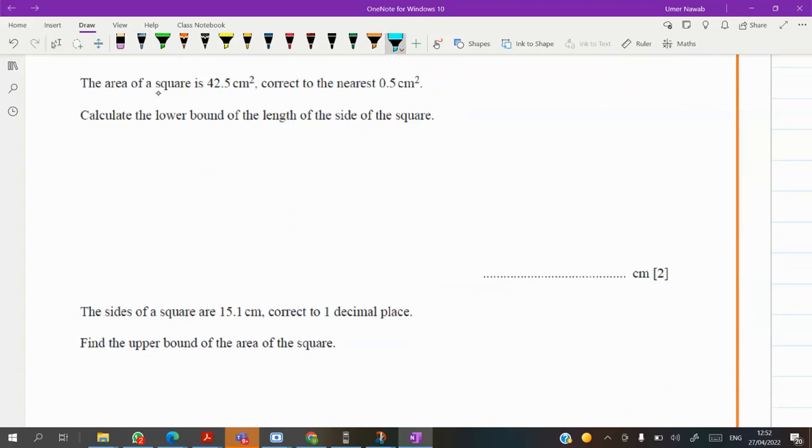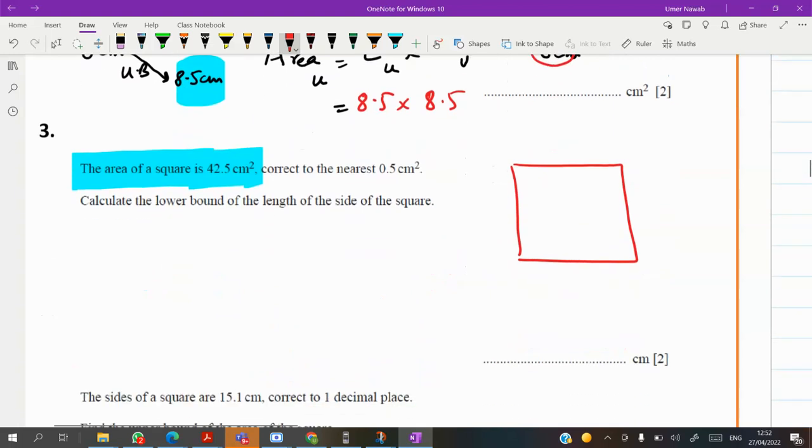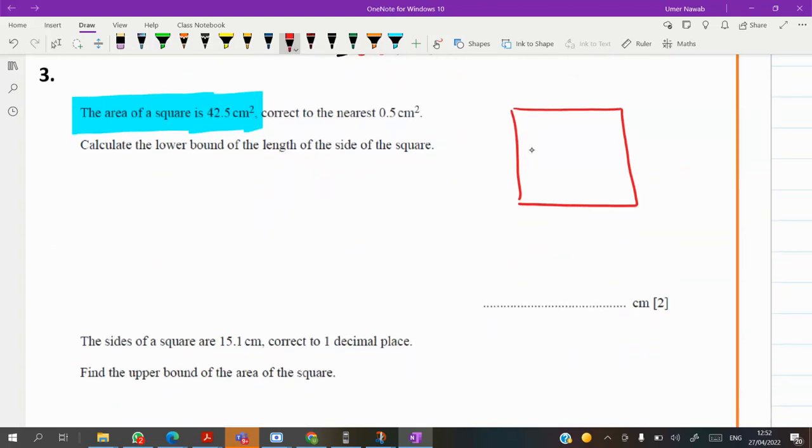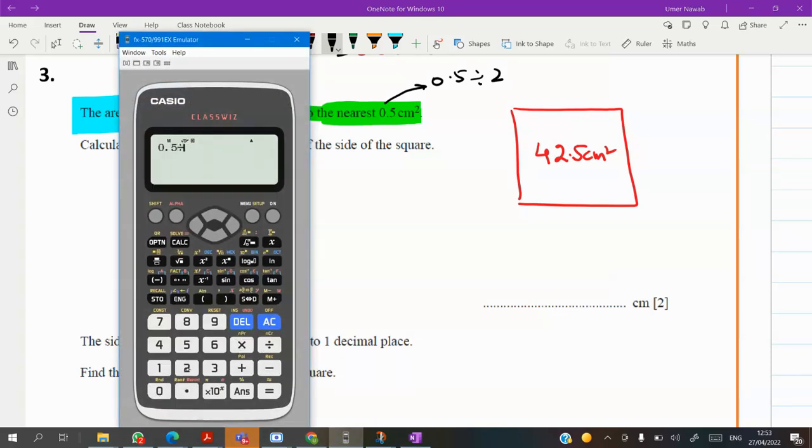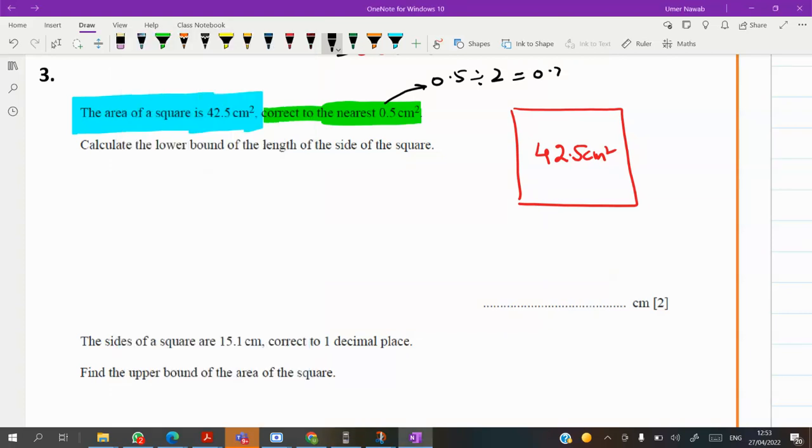Next question, interesting. Again, he talks about the area. So the area is given. In the previous part, he was asking you to find the upper bound of the area. But in this case, he gave you the area, which is 42.5 centimeters squared. But it is not an accurate area. It is correct to the nearest 0.5. Whatever the degree of accuracy is given, you always need to divide it by 2. Now 0.5 divided by 2 gives you 0.25. Now 0.25 is the number which has to be added or subtracted to get our bounds. So lower bound is 42.5 minus 0.25, and to get the upper bound I will write 42.5 plus 0.25.